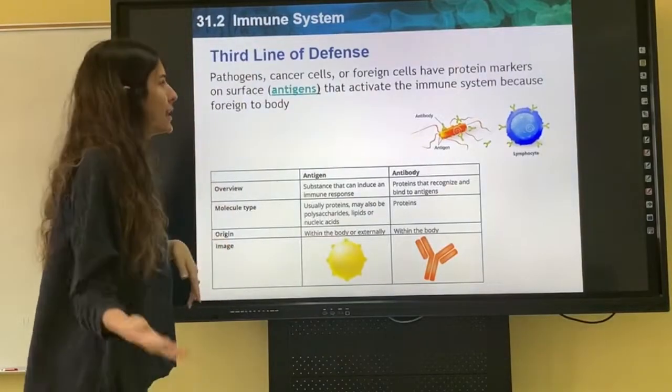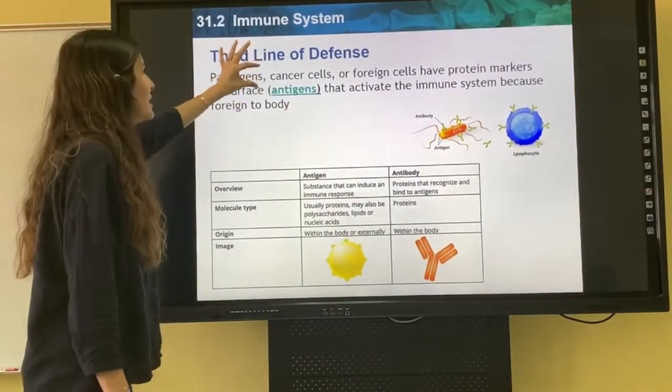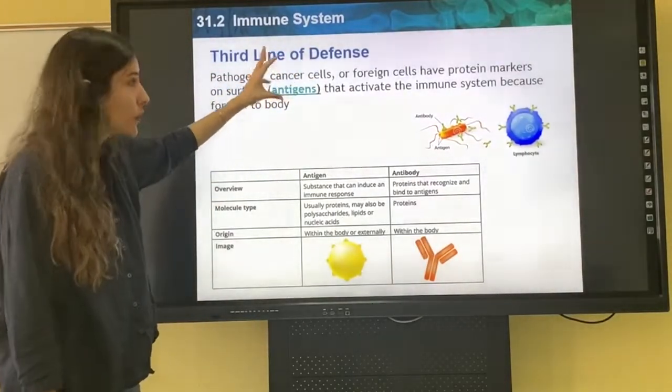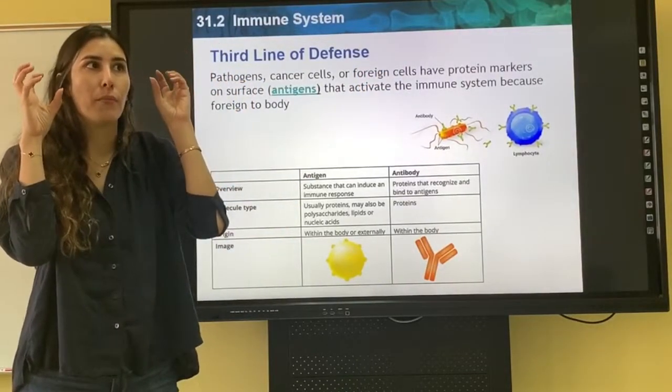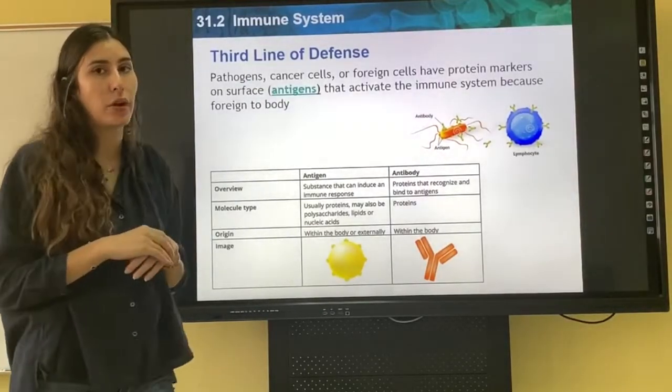Or very rarely does that happen. So, the third line of defense is very specific. It deals with specific pathogens or cancer cells, okay? Or foreign cells that have these markers that identify them, known as antigens, okay?